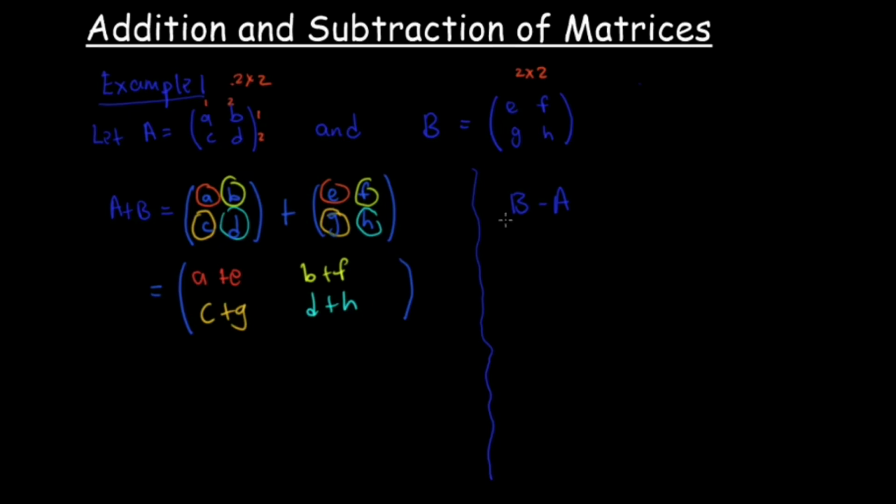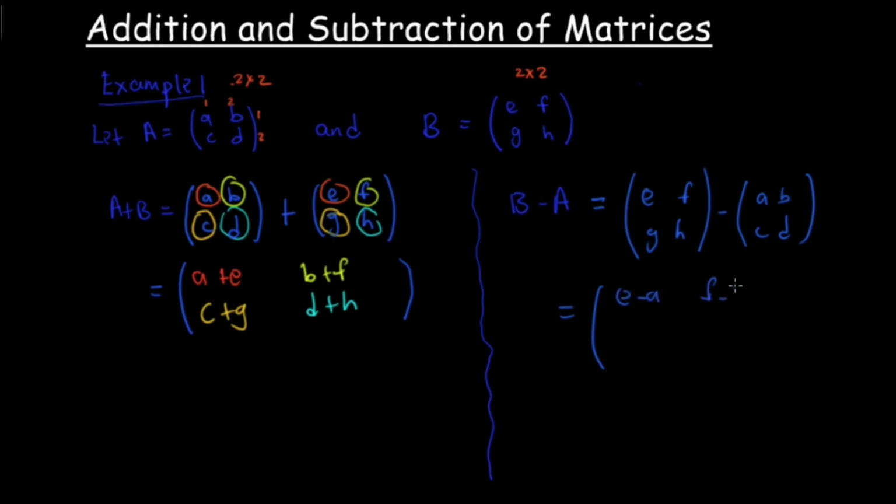Let's go ahead and do the second example. So matrix B minus matrix A. We know that matrix B is e, f, g, h, and A is a, b, c, d. So likewise, we would subtract the corresponding elements. So e minus a, f minus b, g minus c, and h minus d. And that would give us our answer.